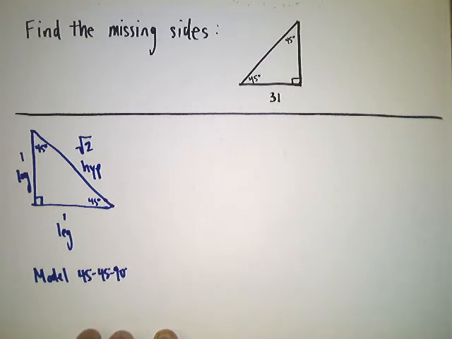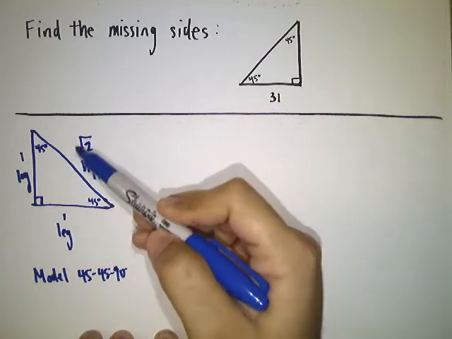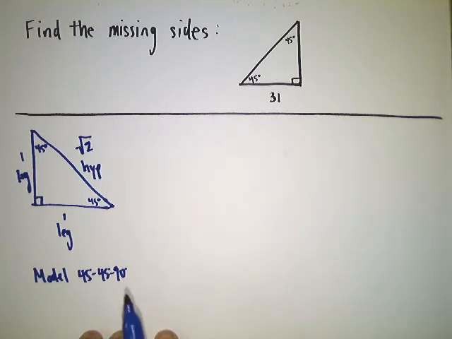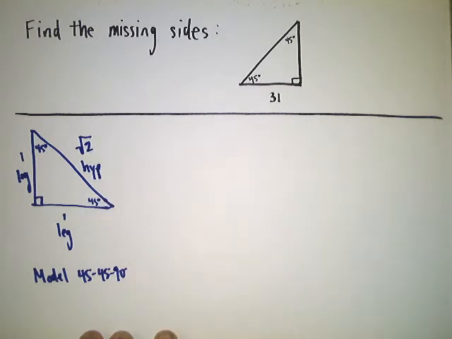A really common mistake people make here is that in the 45, 45, 90 right triangle, they accidentally make the hypotenuse 2 units long and not root 2 units long. Really common mistake. It's 2 units long in the model 30, 60, 90 right triangle, but for the 45, 45, 90, it's root 2 units long.